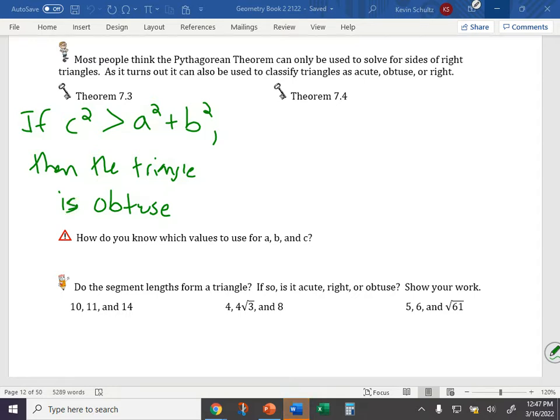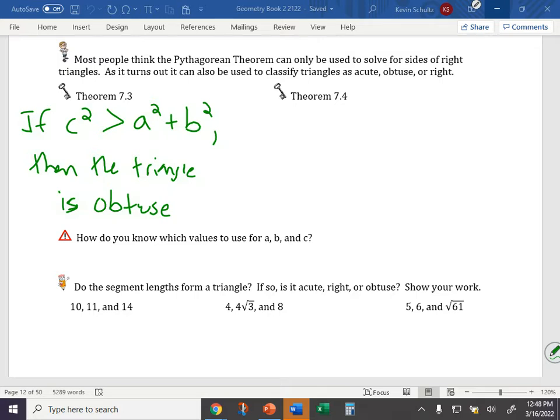So the Pythagorean theorem can be used for more than just solving for sides in right triangles. It can tell you what type of triangle you have if you know what all three of the sides are. If you have an obtuse triangle and you only know two of the sides, you can't use this to find the third. It only works in a right triangle to find the third. But if you know what all three are, you can then determine what type of triangle you have.